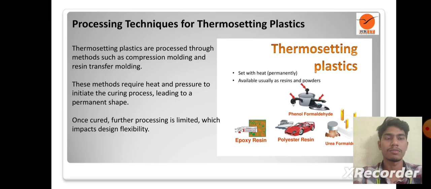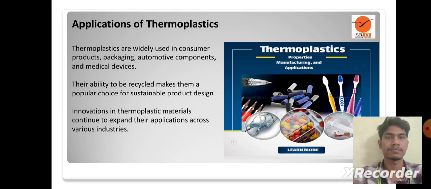Processing techniques for thermosetting plastics. Thermosetting plastics are processed through methods such as compression molding and resin transfer molding. These methods require heat and pressure to initiate the curing process, leading to a permanent shape. Once cured, further processing is limited, which impacts design flexibility. Moving to next slide.